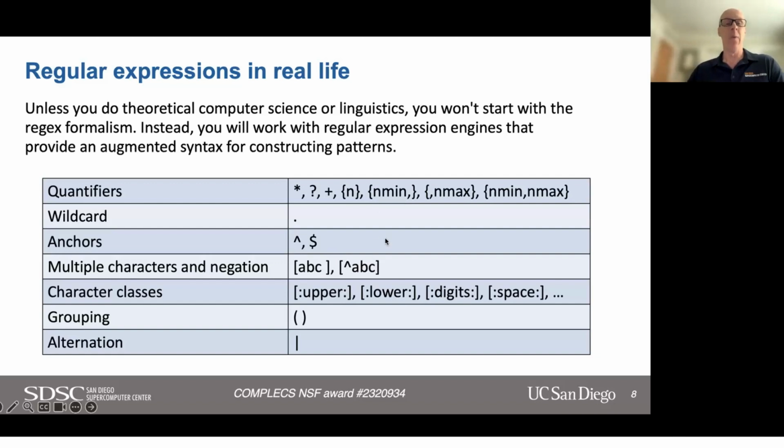We're going to have a period, which represents a wildcard. We're going to see anchors, the caret and the dollar. We're going to see ways to specify multiple characters and negation of a set of characters. We're going to look at character classes, grouping, and then finally alternation. But strictly speaking, it's just that asterisk or Kleene star and the vertical bar for alternation that are part of the original regular expression formalism.